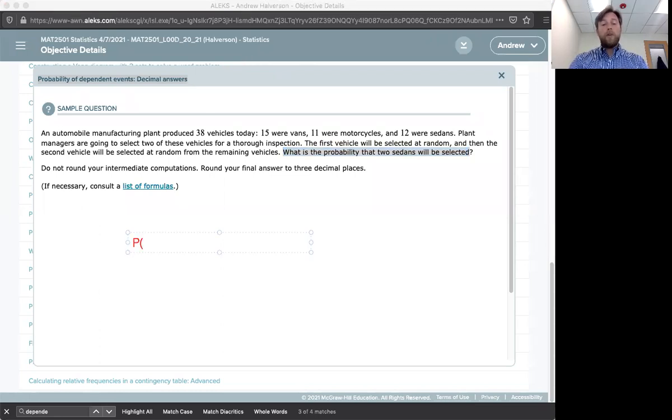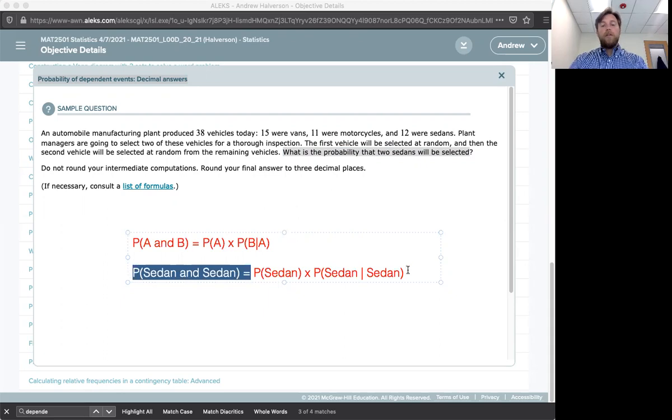So what we do is we do the probability of A and B. So we do the probability of the first event, A, times the probability of B, the second event, given A. And so here, our first event is a sedan and sedan. So what's the probability of a sedan on the first draw times the probability of a sedan given you had a sedan on the first draw? So let's start it out. In the first draw, what's the probability of getting a sedan?